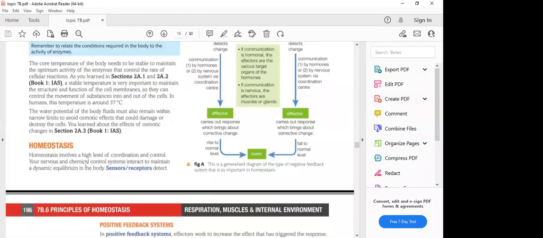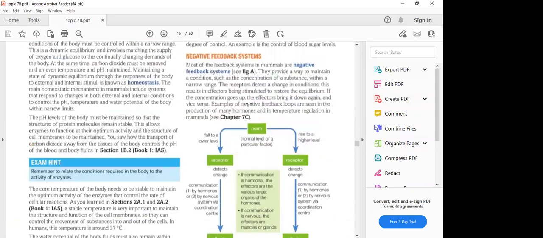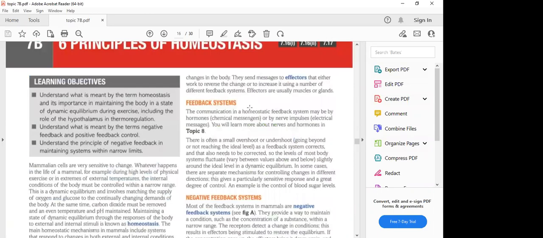Homeostasis involves a high level of coordination and control by the nervous and chemical control systems that interact to maintain the dynamic equilibrium of the body. Sensors and receptors detect the change in the body and send the information to effectors, meaning motor effectors, that either work, reverse, change or increase the response, such as effector muscles.